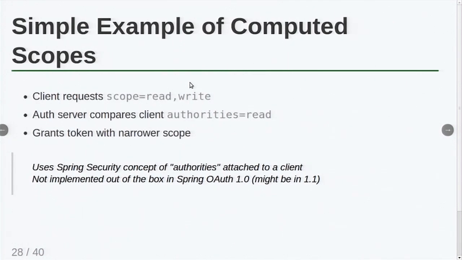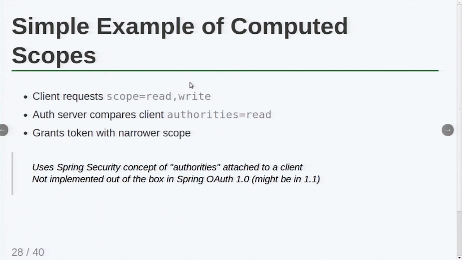So, a simple example of a scope computation would be the client requests a specific scope in its authorization request. The authorization server looks at the client's authorities and sees that he's allowed to get read access but not write, so he narrows the scope of the token and says, okay, you can have it, but you're only going to get the read scope, not the write scope.